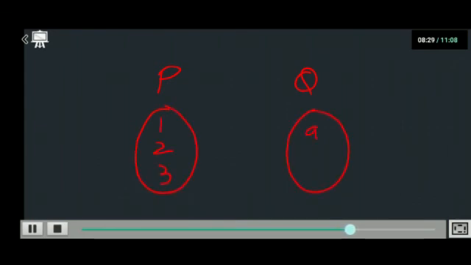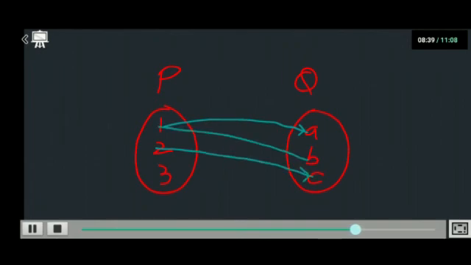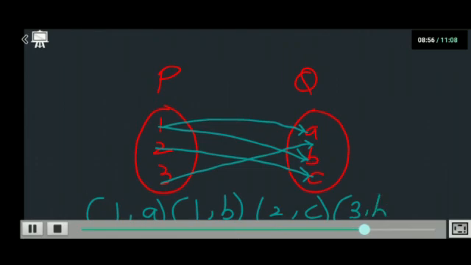Now just see here. I am having 1, 2, 3 and A, B and C. Now you see 1 is related to A, 2 is related to C and 1 is related to B, 3 is related to B. In this manner, I am having 1 with A, 1 with B, then 2 with C and 3 with B. Now in this case 2 is having only one image, C. 3 is having only one image, that is B. But if I talk about 1, it is having two images, that is A and B. So this relation is not a function.